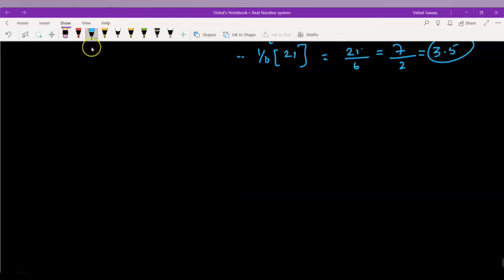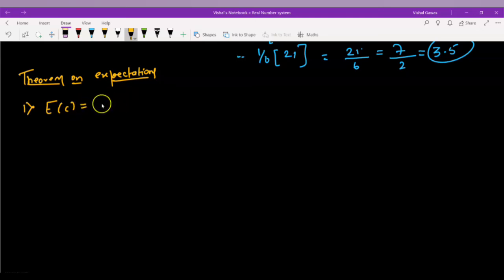So let's look at the following theorems. The very first theorem, let's write down that theorem on expectations. The first one is, I'm not going to prove this. Expectation of a constant is equal to itself, where c is a constant. One can prove that pretty easily. What is the expectation of a constant? That's the mean of c.